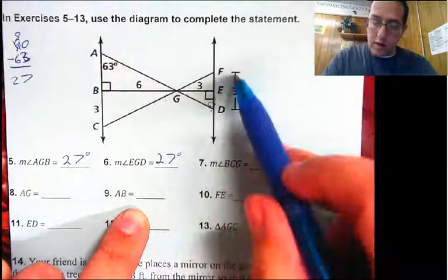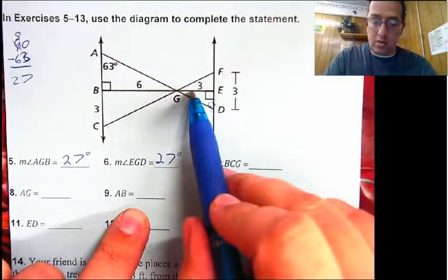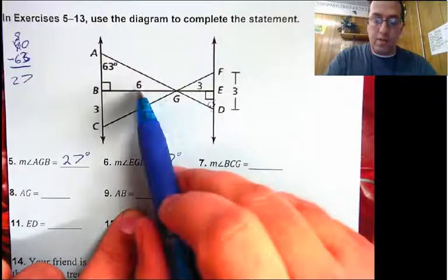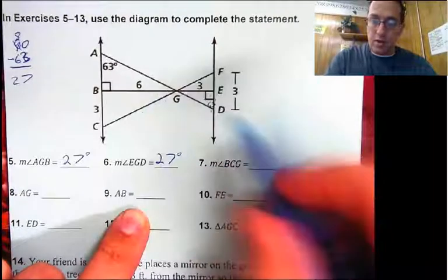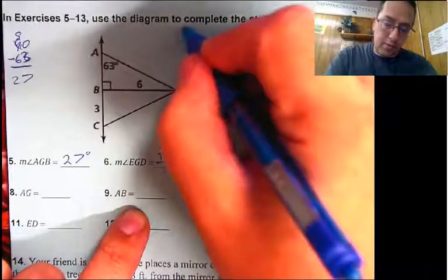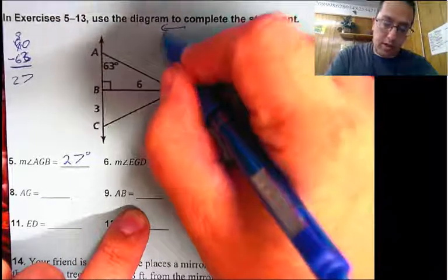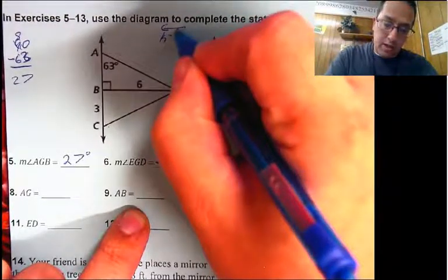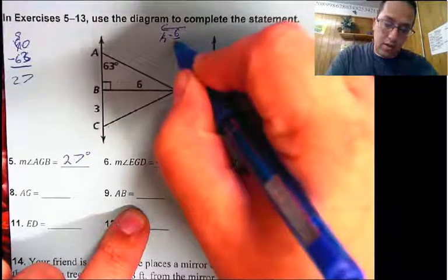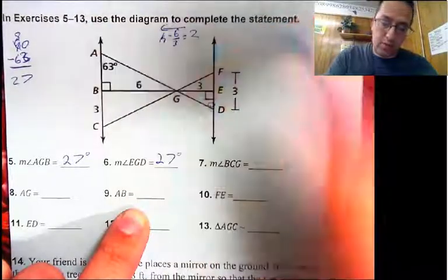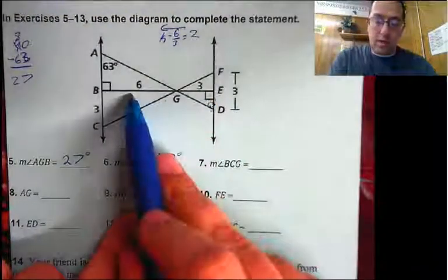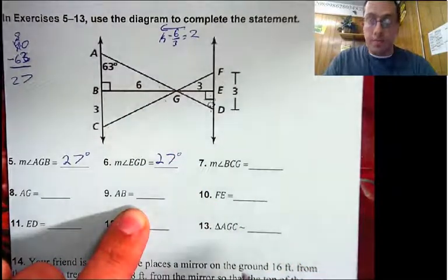Okay, so scale factor, I know that the altitude is 3 for the little one and 6 for the big one. So if I'm going from little to big, my scale factor is going to be 6, the new one, over 3, which is 2. So if I'm going to go from little to big, I'm going to multiply by 2.